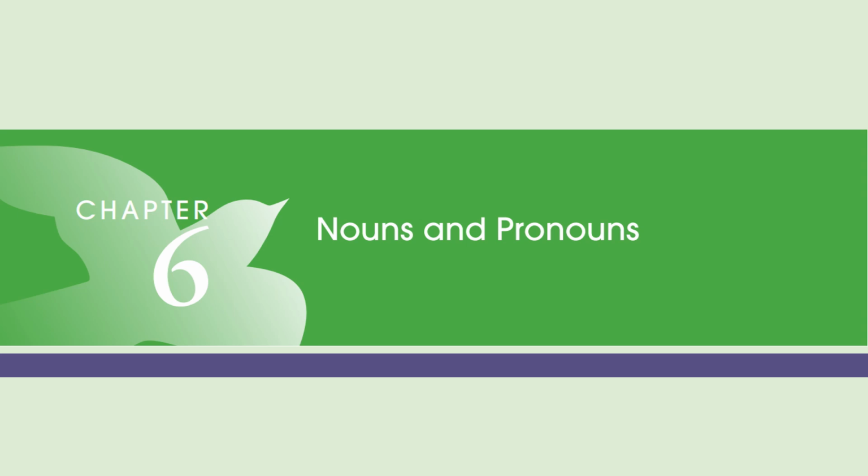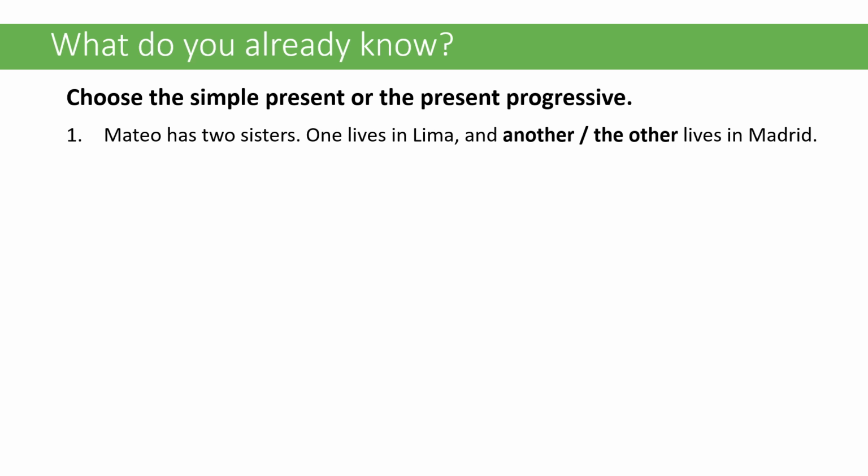So this is the fourth lesson for chapter 6. In this lesson, we'll talk about the forms of other. Let's see what you already know. So choose the simple present or the present progressive.